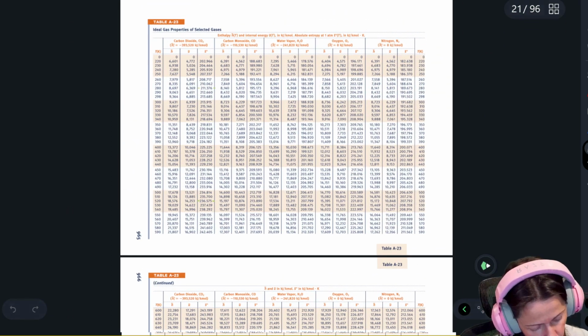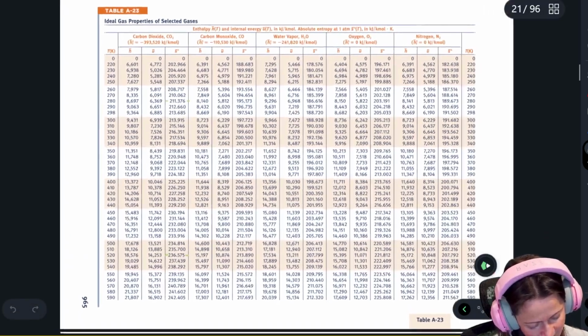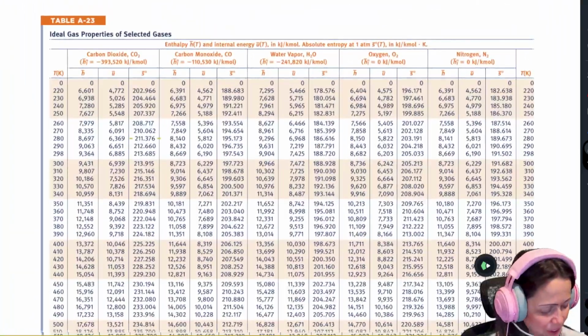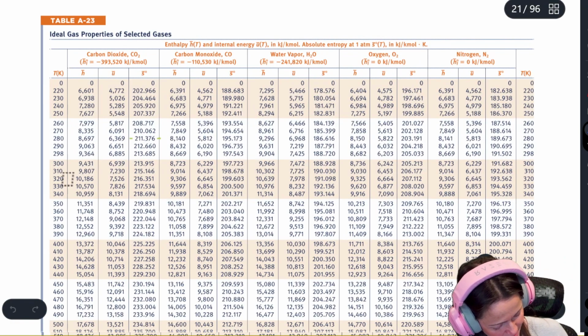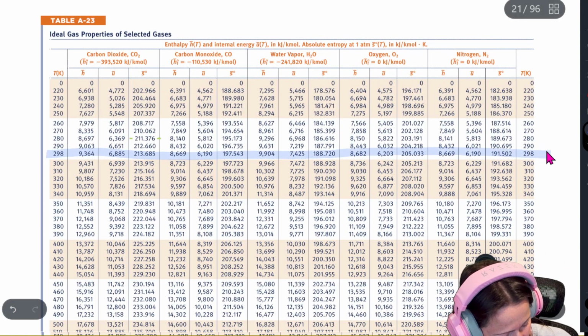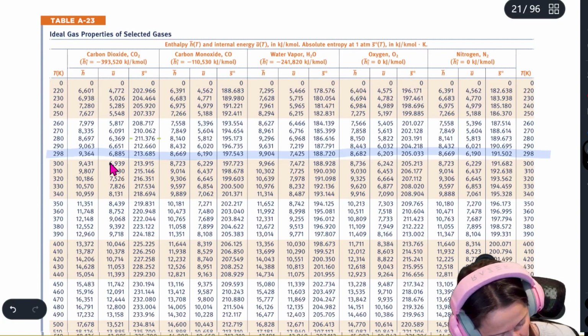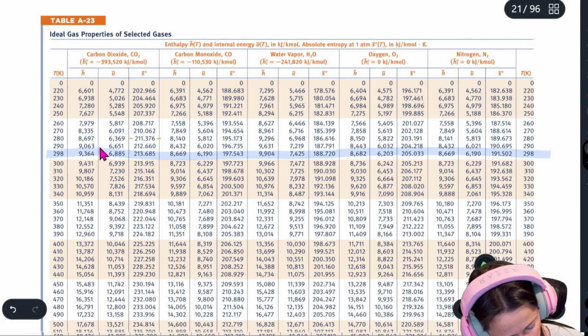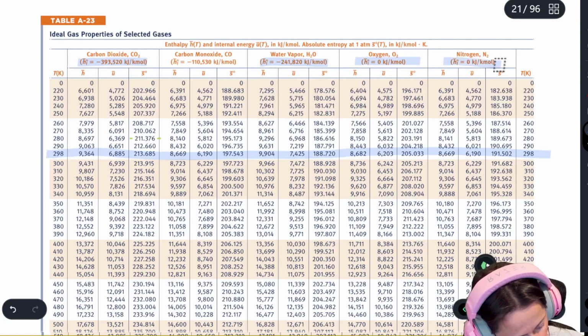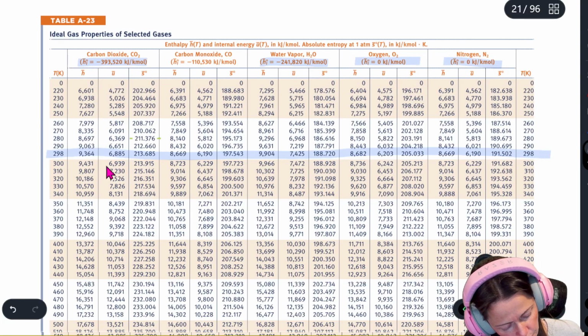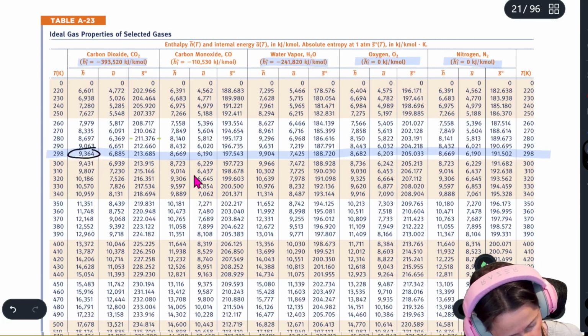So it's just annoying enough to be on the other side, but it's fine. Here we are, 298. I'll at least highlight those so you can see the numbers we're going to be pulling off. Oh, and by the way, enthalpy of formation for some of these can also be found here. So for CO2, there's that one.